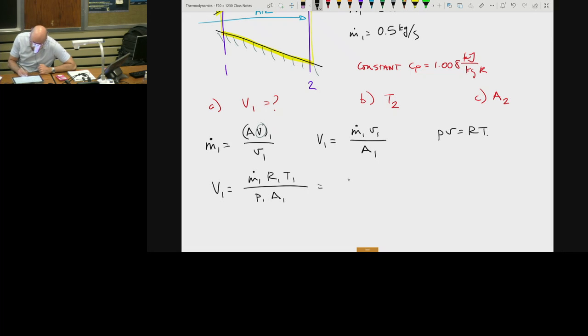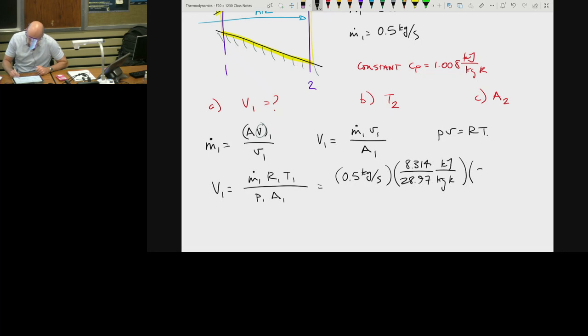And we're told here our mass flow rate at 1 is 0.5 kilograms per second. Our R value is going to be 8.314 divided by 28.97. This is going to give me kilojoules per kilogram Kelvin. The temperature at 1 is going to be 325 Kelvin. The pressure at 1 is going to be 200 kilopascals. And the area at 1 is going to be 6 centimeters squared.